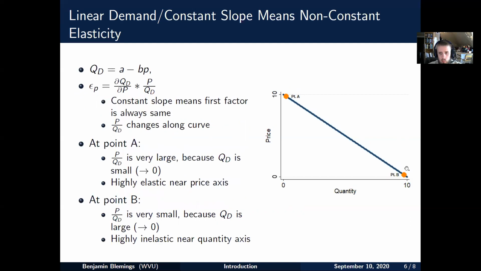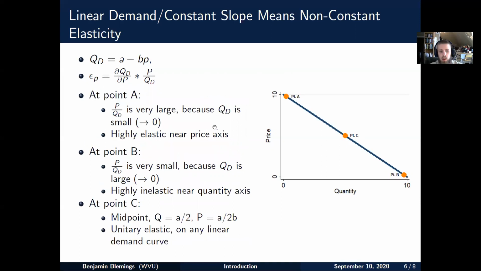Now point B, P over QD, this term is very small. QD is very large, and that means that P over QD is going towards 0, and that means that this makes us highly inelastic near the quantity axis. And you're like, where does it change over from being inelastic to elastic? On a linear demand curve, you can actually prove that that's at the midpoint, which is where there's unitary elasticity, or a 1% change in price leads to a 1% change in quantity demanded.